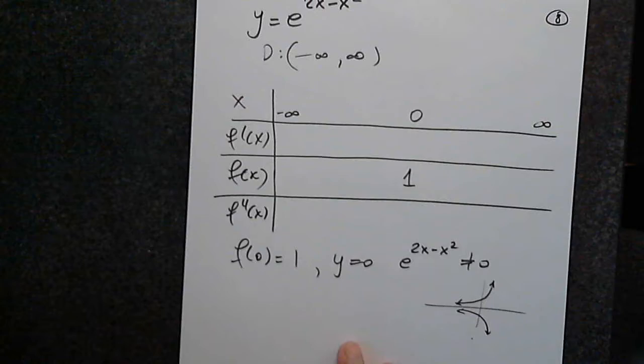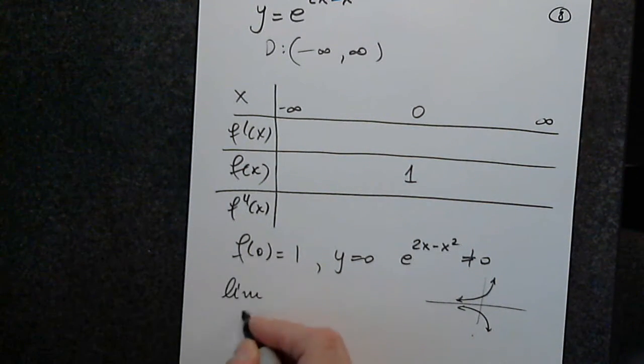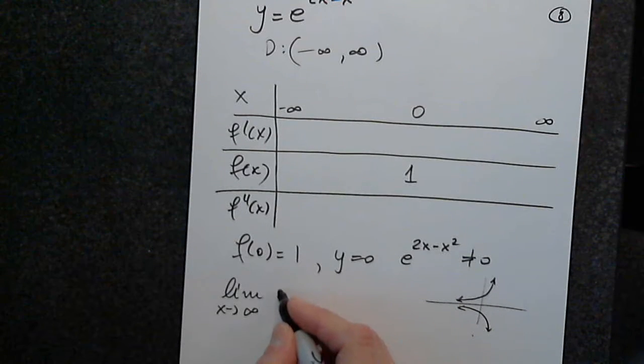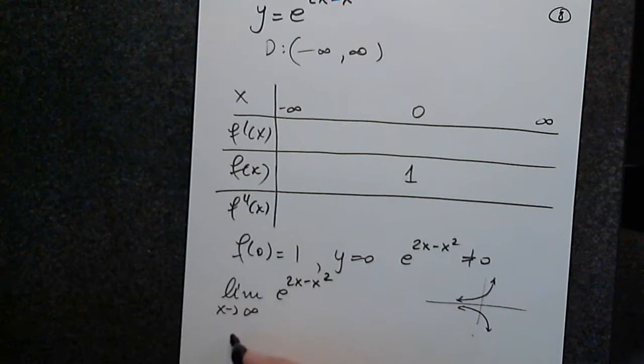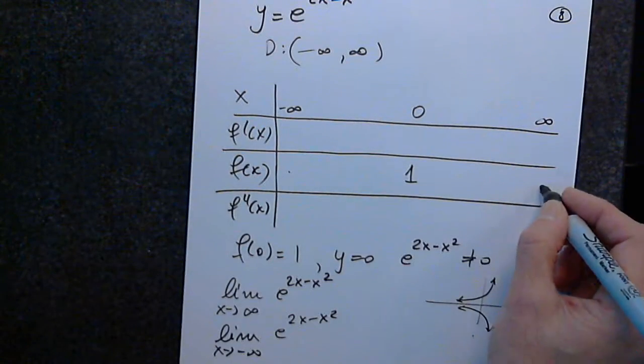Okay, so this is the y-intercept. There is no x-intercept. Now I have to find the two limits. Limit as x approaches infinity of e to 2x minus x squared, and limit as x approaches negative infinity of e to 2x minus x squared, because I have to put something here and here.